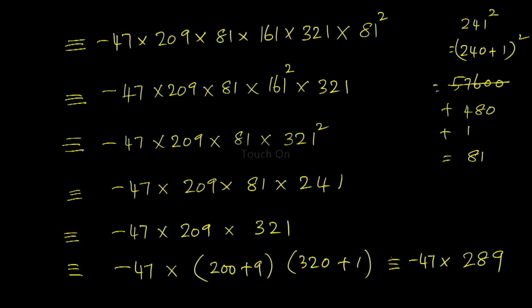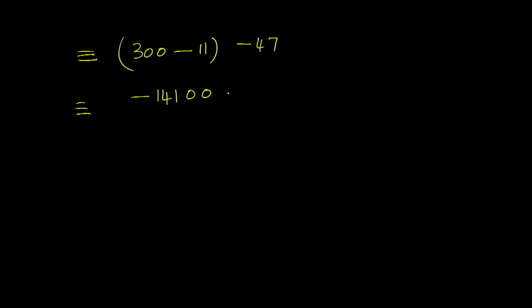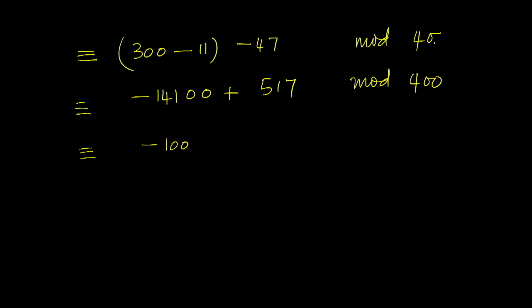So the expression now reduces to minus 47 into 289. 289 is 300 minus 11, that into minus 47 is minus 14100 plus 517. 11 into 47 is 517. 300 into 47 is 14100. But 14100 is minus 100 modulo 400. All this is modulo 400.